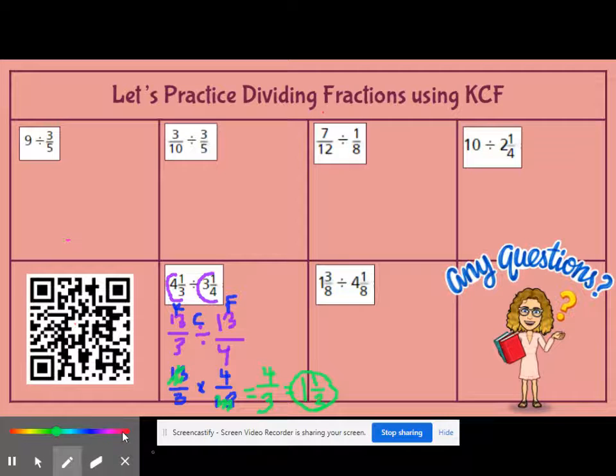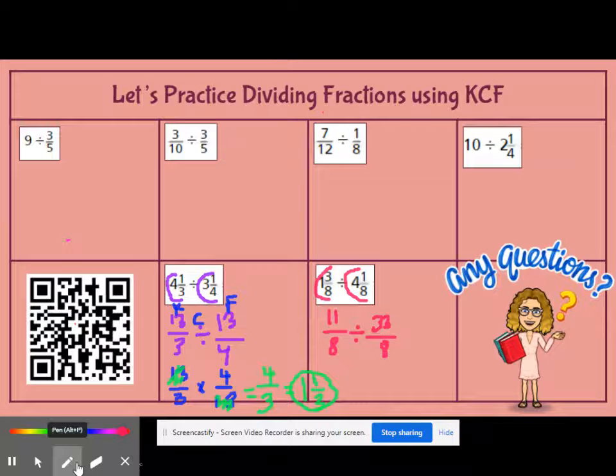Let's see if the next one's that easy. So bottoms up. 8 times 1 is 8, plus 3 is going to be 11. So I have 11 over 8 divided by, oh, this is going to be a big one. 8 times 4 is 32, plus 1 is 33 over 8.